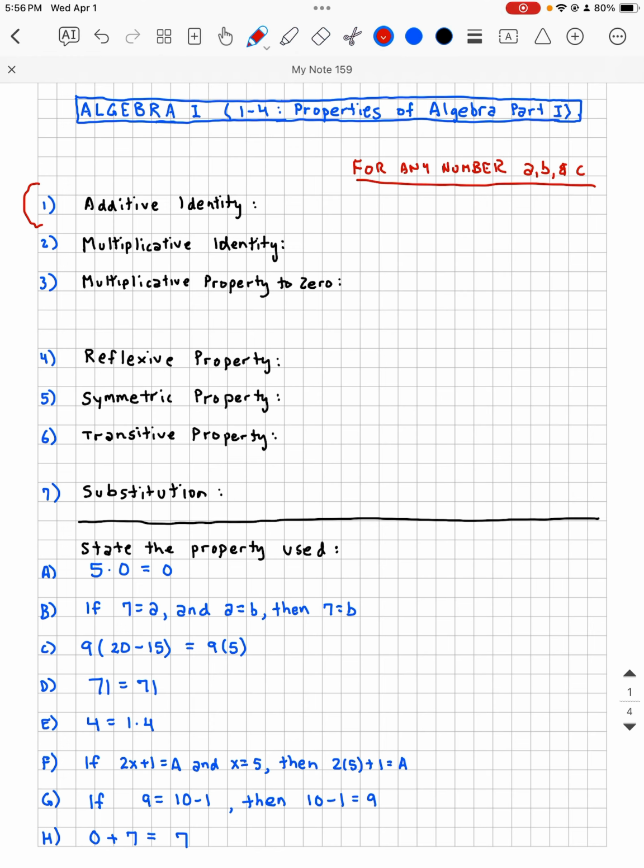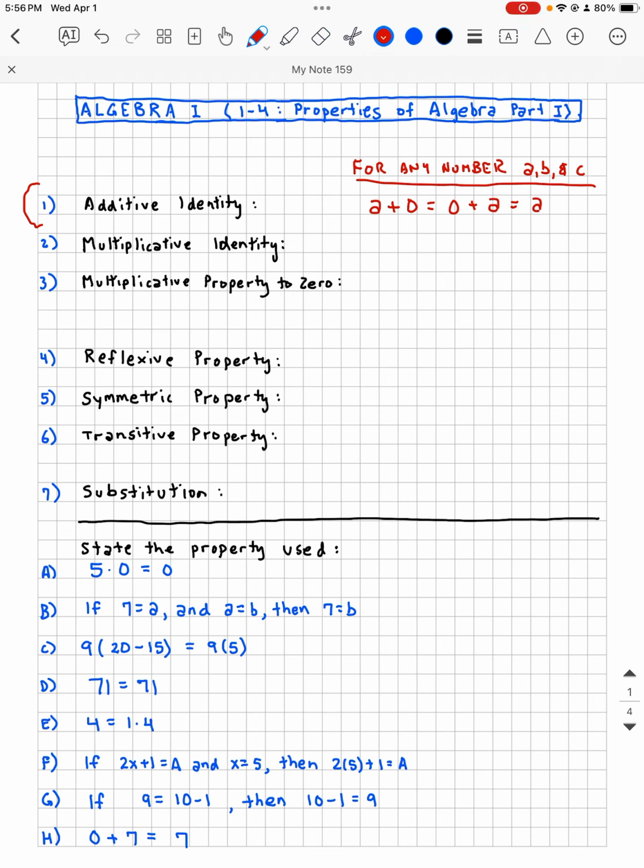For the additive identity, it goes as follows. For any number, we'll call it a in this case, if you have a plus 0, that is equal to 0 plus a, and the result is equal to a. Yes, any number plus 0 is always going to be itself, and 0 plus any number is always going to be equal to itself. So the additive identity is just saying, hey, you take any number, you add 0, and you're always going to get itself.